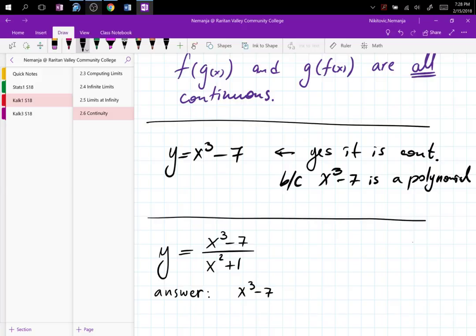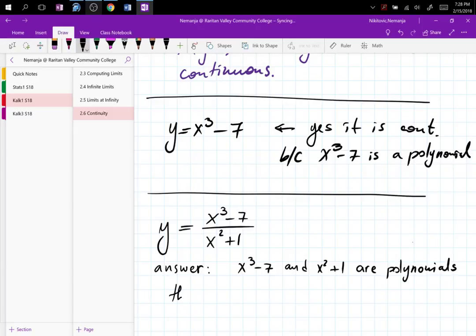X cubed minus 7 and x squared plus 1 are polynomials. Therefore, continuous on negative infinity to infinity. That's the domain for all of these. Now, we have an issue. X squared plus 1 is the denominator, and if that's 0, it's going to include a vertical asymptote, which includes discontinuity, which creates problems, right?